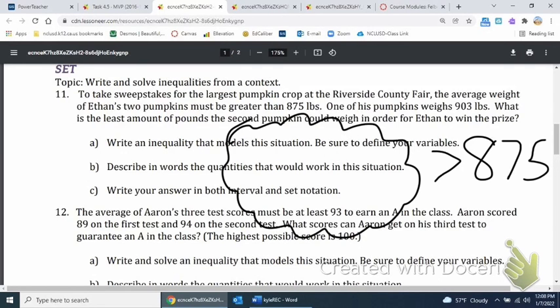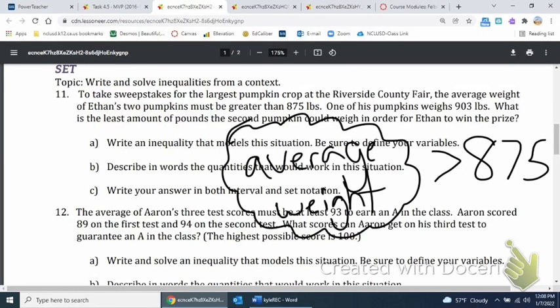Remember, it was the average weight that has to be bigger than 875. So that means in this bubble, we need to write what the average weight of these pumpkins would be. Is this for A? Yeah, this is all for A. Do you guys know how to find the average of something? No. Okay, good. Let's start there, because that's something that's going to come up on your SAT.